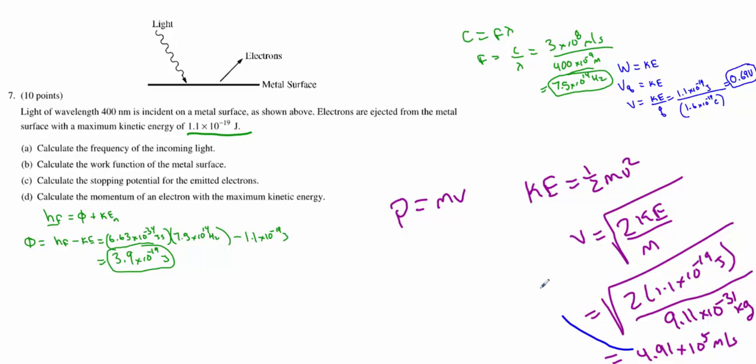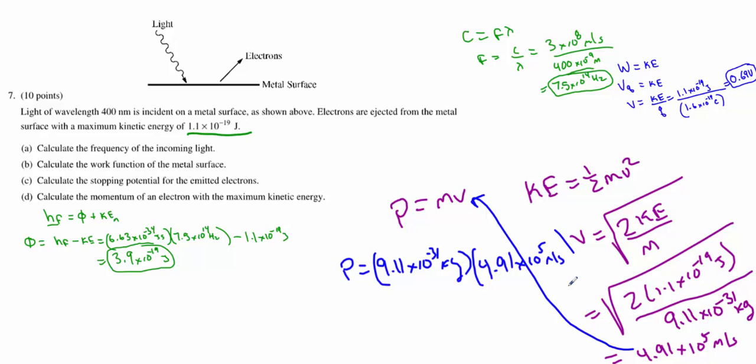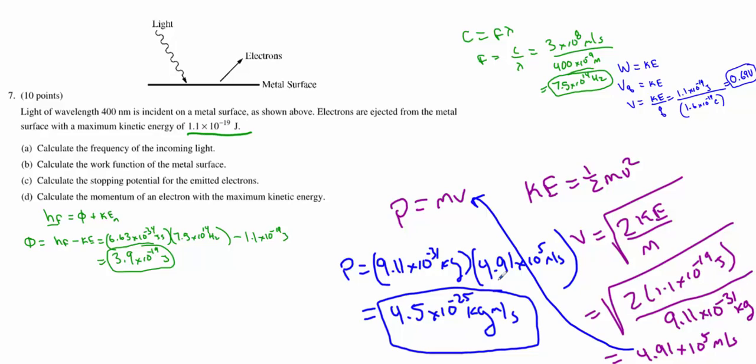Now I'm going to take that and plug it in for velocity over here to show the momentum of this electron is 9.11 times 10 to the negative 31 kilograms times 4.91 by 10 to the 5 meters per second. Do some calculator wizardry and we're going to get 4.5 by 10 to the negative 25. Standard units, so it's going to be kilogram meters per second. And that is the answer to letter D, and the completion of number 7.